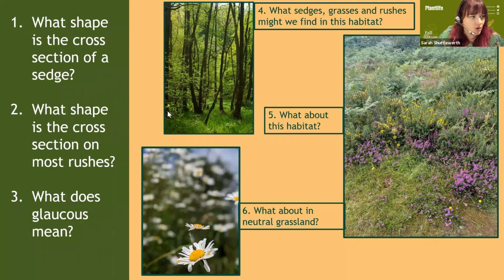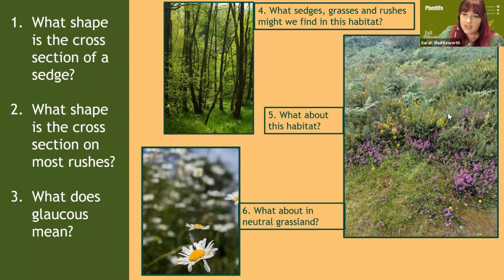What sedges or grasses might you find in this habitat? And yep, wood sedge, wood melick and hairy wood rush would be classic. Unlikely to get quaking grass in it. That's more of a grassland one. I mean, with all these things, there's always one that breaks the rules, and unlikely to get your salt marsh rush unless this is actually a bit of woodland right on the edge of salt marsh.